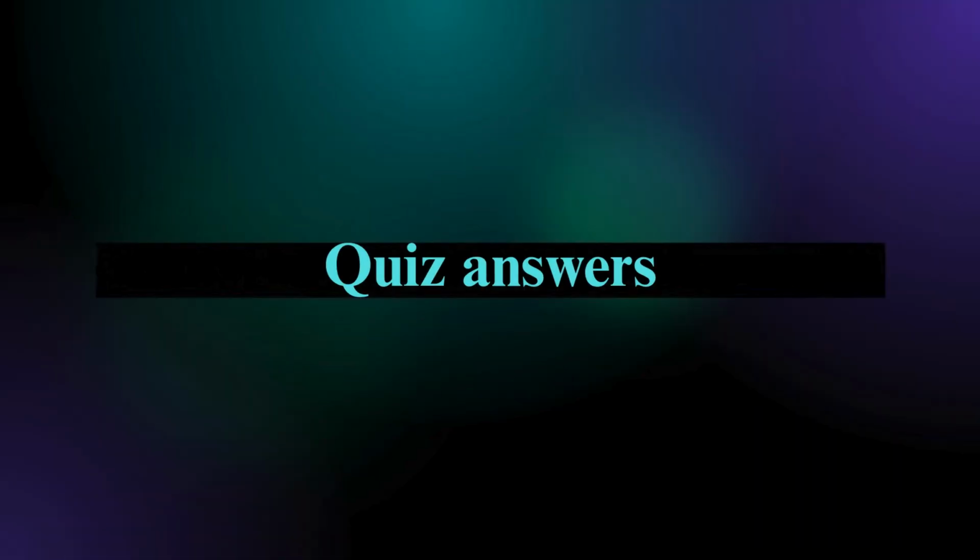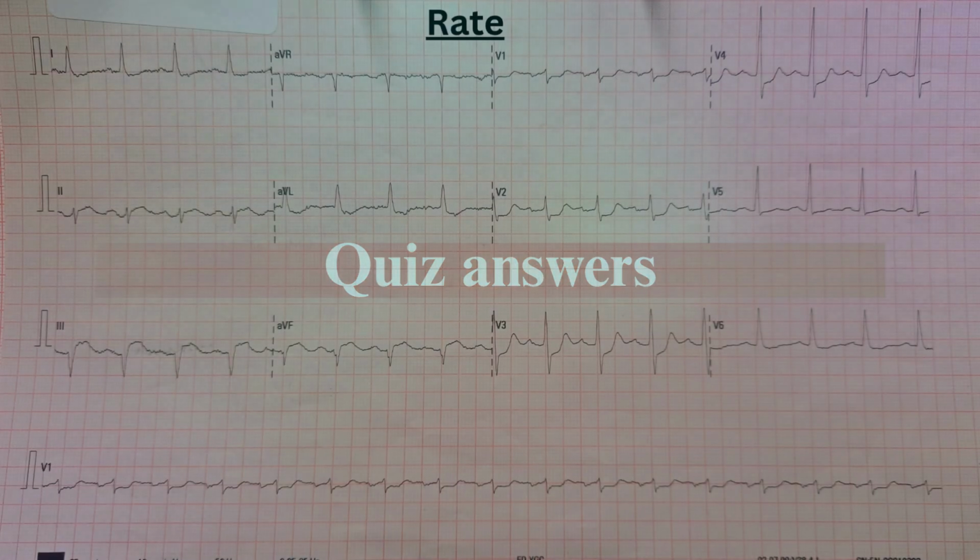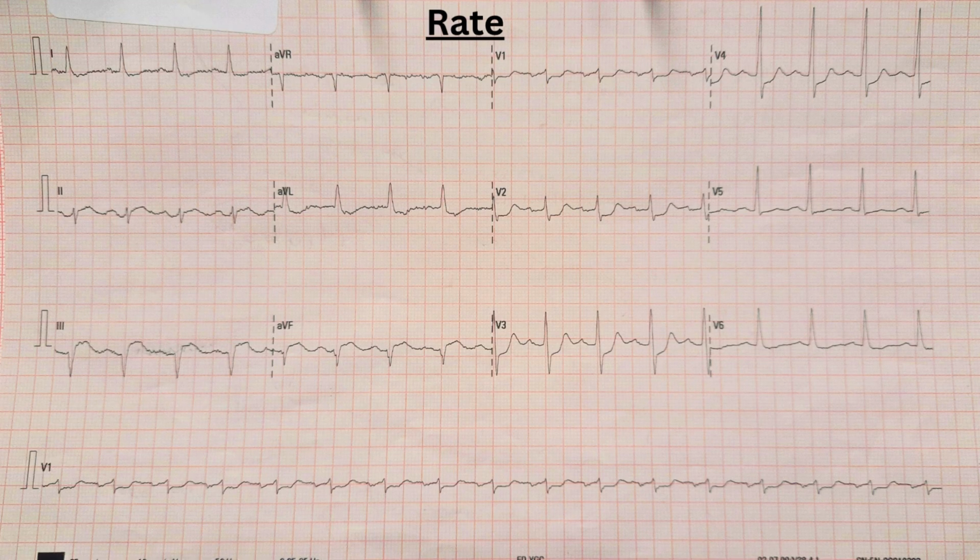Great job. Now let's see how well you did by breaking it down step by step. Step 1. Heart rate. The heart rate is 100 beats per minute. If you counted 3 big squares between two QRS complexes, you'd get about 100 beats per minute. 300 divided by 3 equals 100. Step 2 is rhythm. Did you spot the P waves? Each QRS complex is preceded by a clear P wave indicating a normal sinus rhythm.